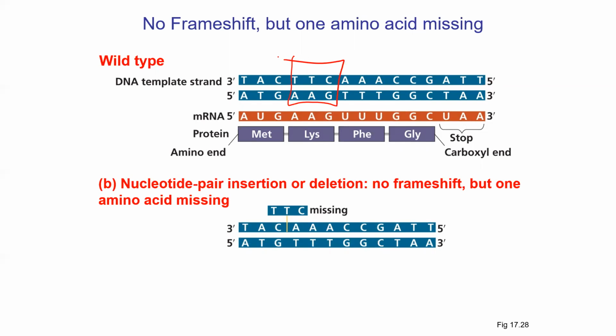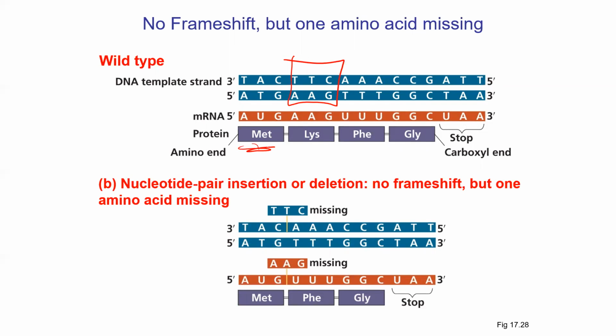So it's shifting over, but it's only 1 amino acid missing. So in this case here, if you take a look, methionine is good, and then the lysine gets cut out, but we still end up with the phenylalanine and the glycine. So this can often be not too bad. It kind of depends on where it is in the protein again. If it's in the active site, it could be trouble. It really just depends whether it is a crucial amino acid to that protein.